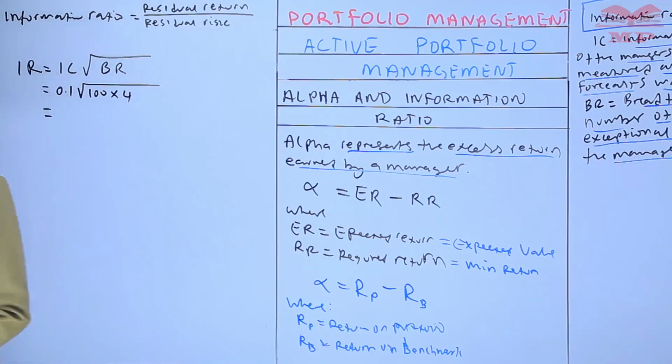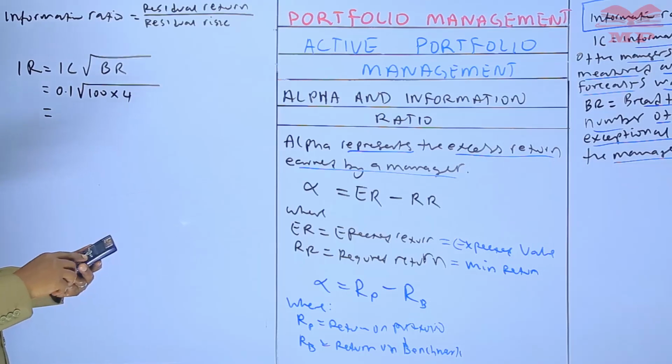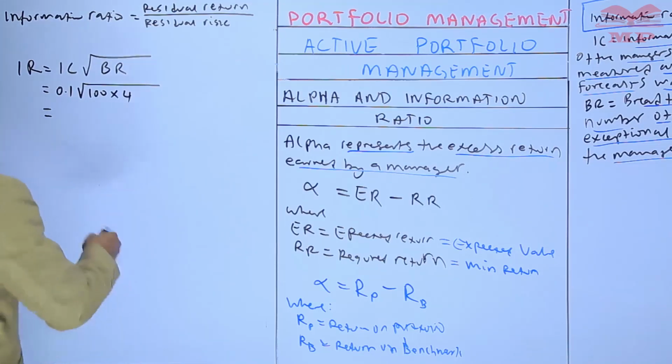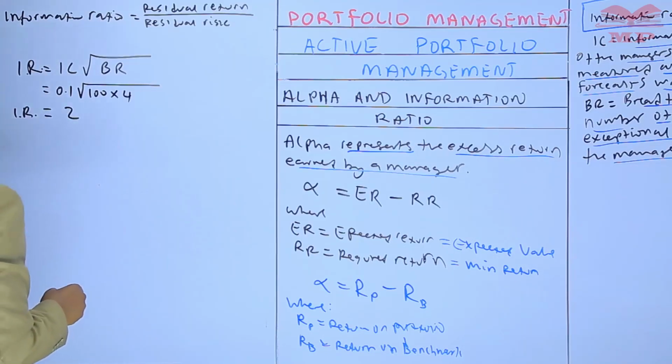So let's get my calculator right here. We have about 400, so the square root of 400 equals 20, and then we multiply that by 0.1. We get 2, the information ratio of 2. So IR is equal to 2.